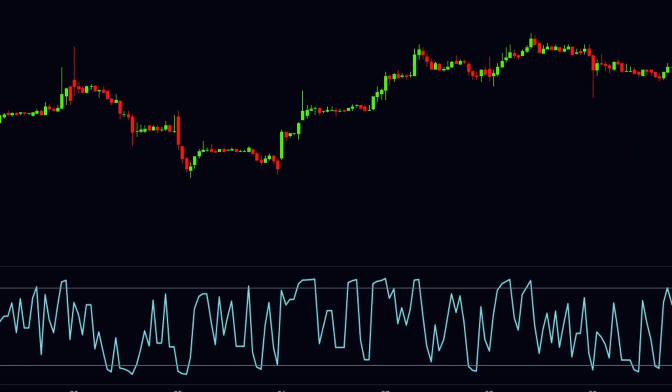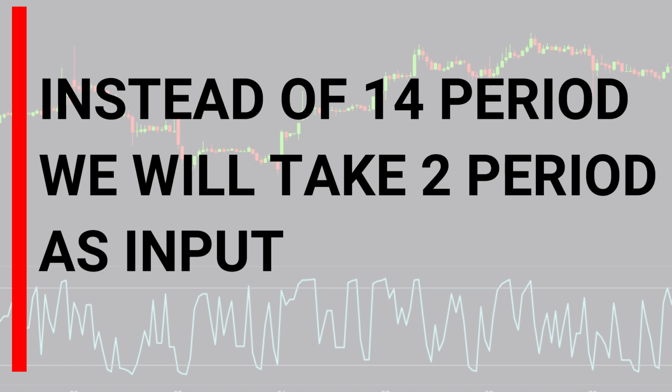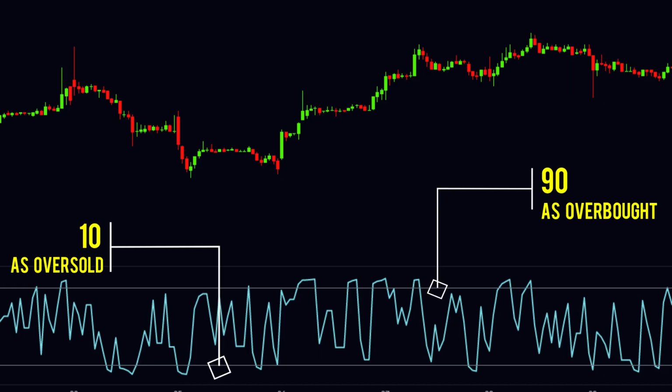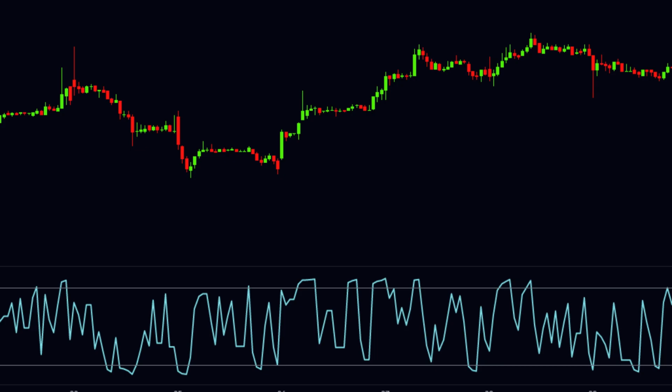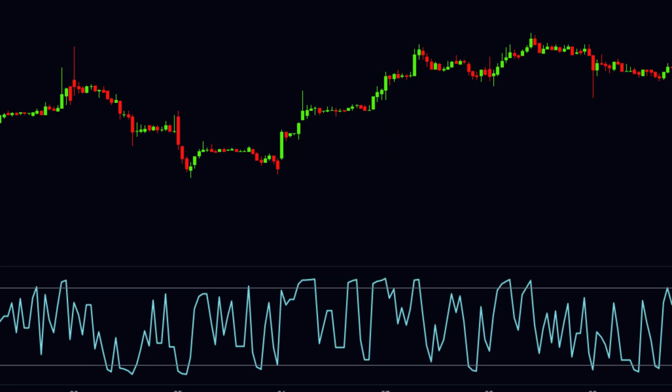During our strategy, we will change the default setting of RSI. Instead of 14 period, we will take 2 period as input. Similarly, we will take 90 as overbought level instead of 70 level, and 10 for oversold level instead of 30 level. Thus, in our strategy we will use a combination of RSI and half trend. Our aim will be to find at which point a small pullback occurs.